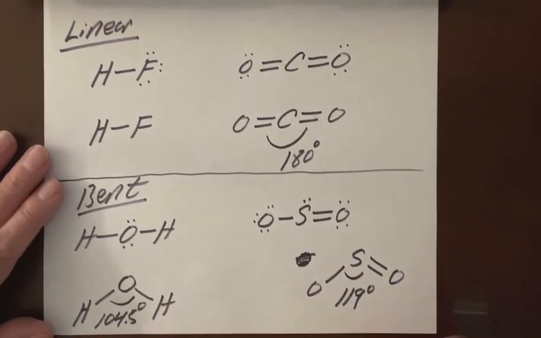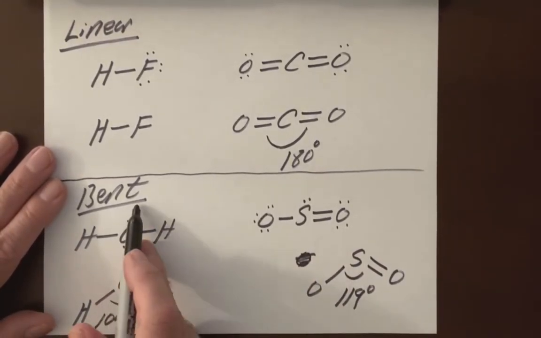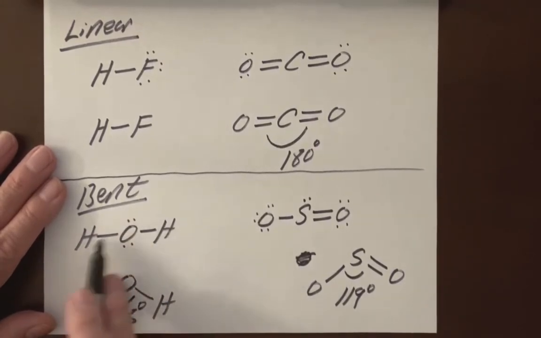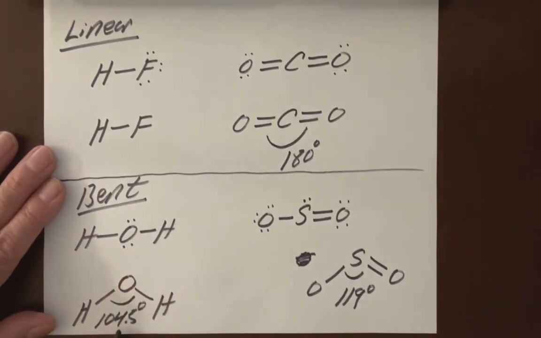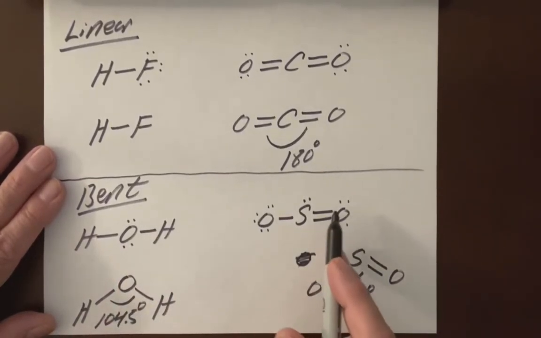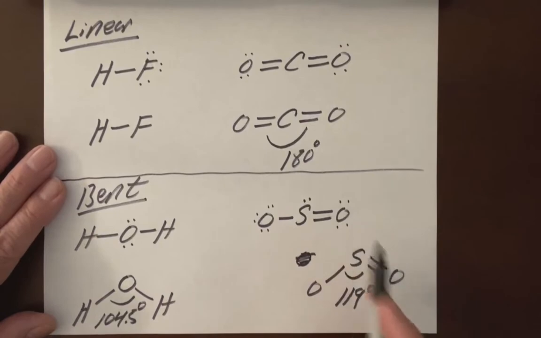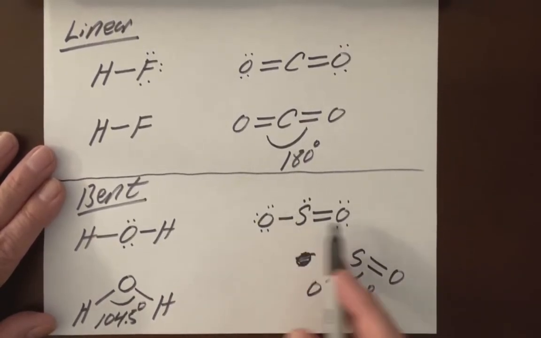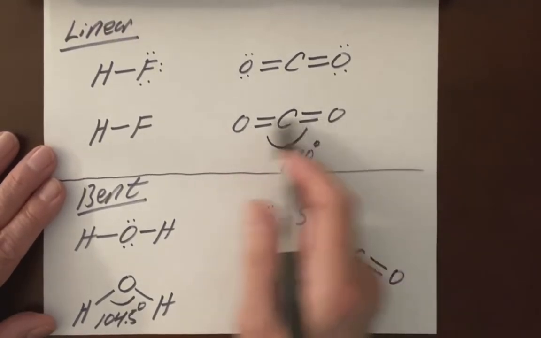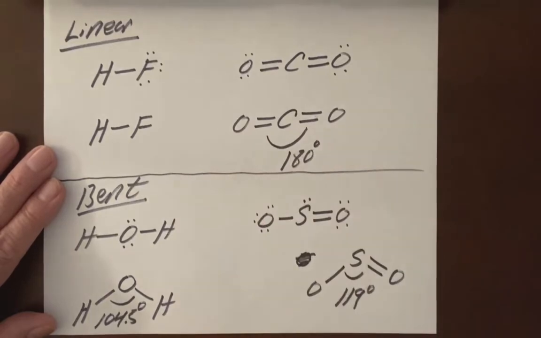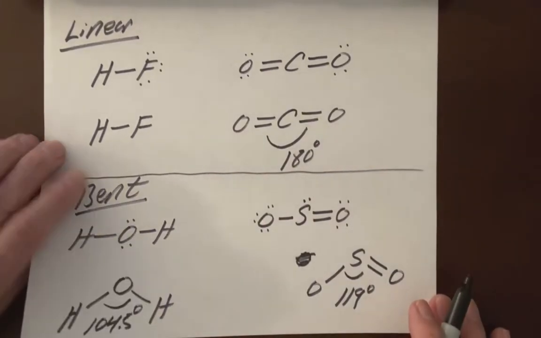So it's quite simple. Just remember that if it has a bent shape with just single bonds, it'll be 104.5 degrees. If you have one double bond, it's going to be 119 degrees. And you might ask, well, what if there's two double bonds? Well, if there's two double bonds, that lone pair wouldn't be there, and you would have a shape like this, linear. All right, next.